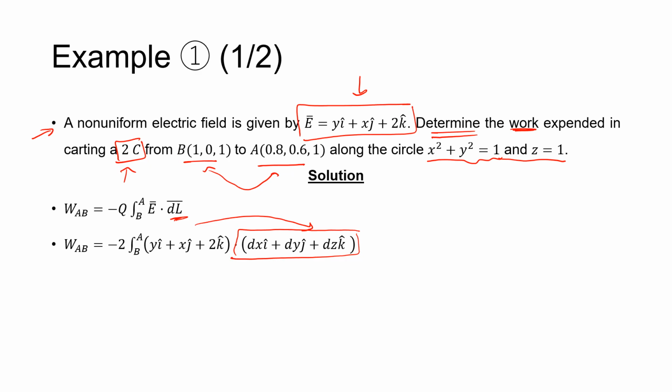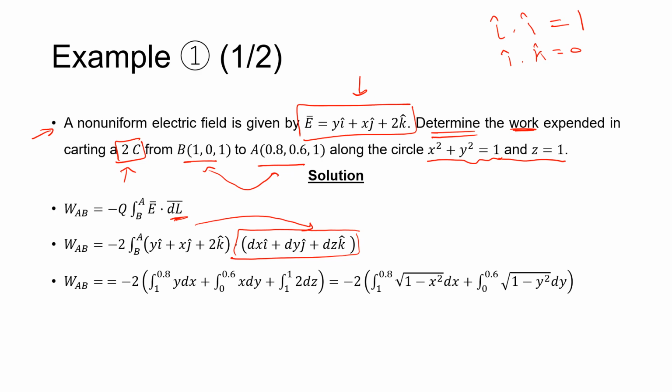And one final thing is that when we multiply i dot i, for example, or j dot j or whatever, it will give 1. But if you multiply i dot k, for example, this will result in 0 because they are perpendicular to each other, and the dot product at a perpendicular angle results in 0. So substitute with the points, just simplify, and you get y dx, x dy, and 2 dz.